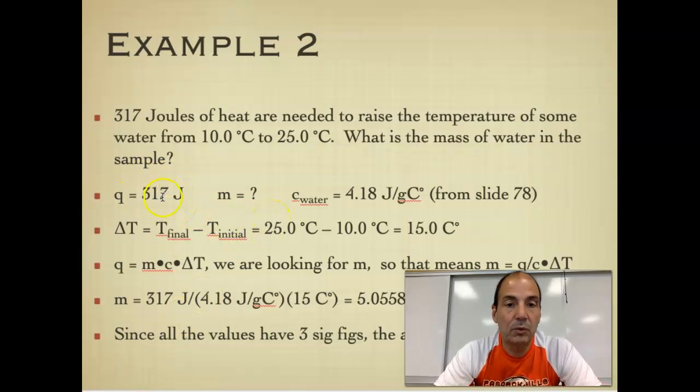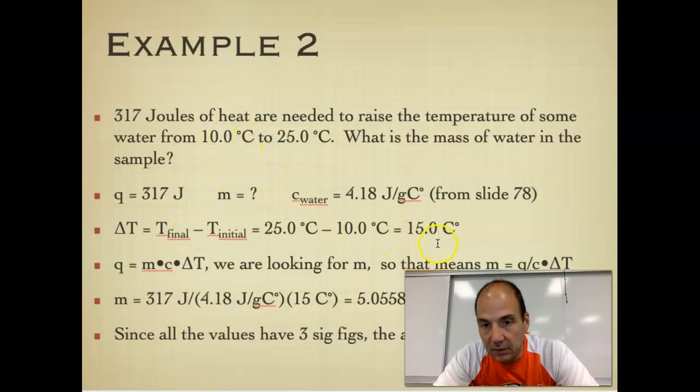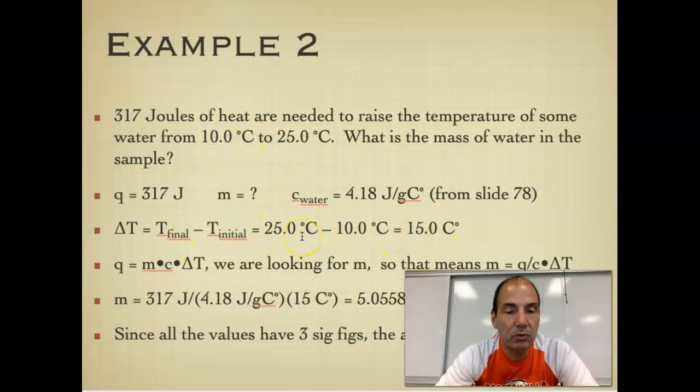So I know Q is 317. I know we're looking for mass. The specific heat, again, for water is on the other slide. I've mentioned a couple times, 4.18. And our change in temperature, we're going from 10 to 25, is 15 degrees. I wrote it out, but if you just said delta T is 15, I would be fine with that.